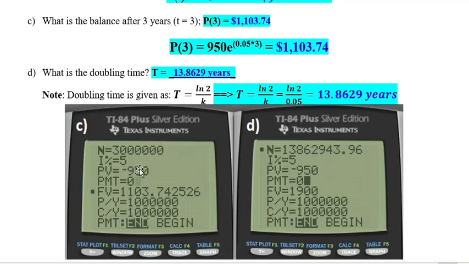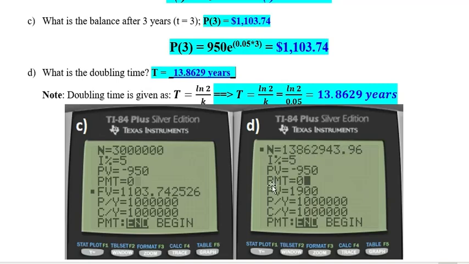The interest rate is 5, and the initial investment is $950. PMT, we don't care. P over Y is 1 million. C over Y is 1 million. PMT, we don't care. This is annuity. Then you do alpha solve, you get $1,103.74.